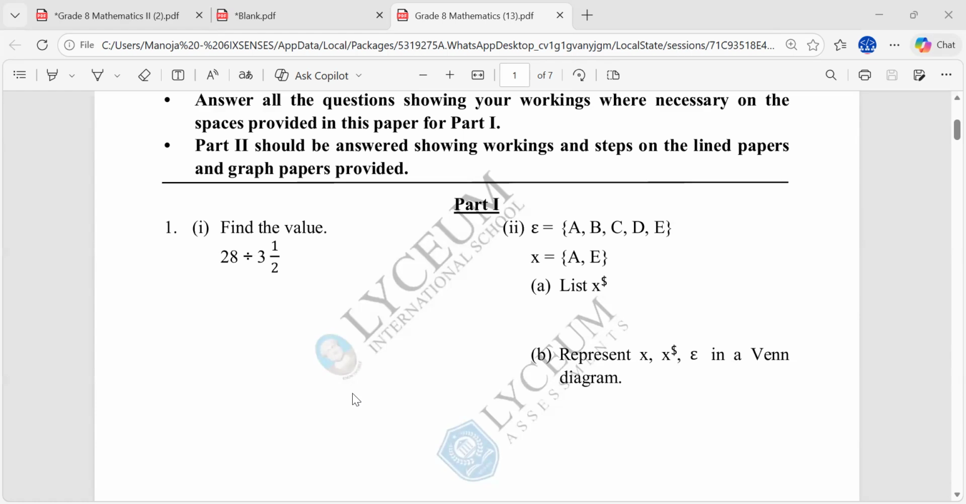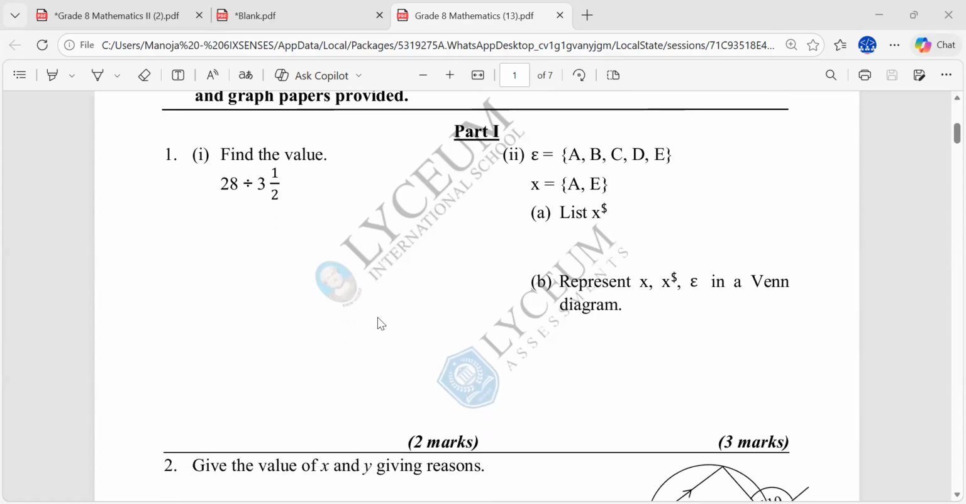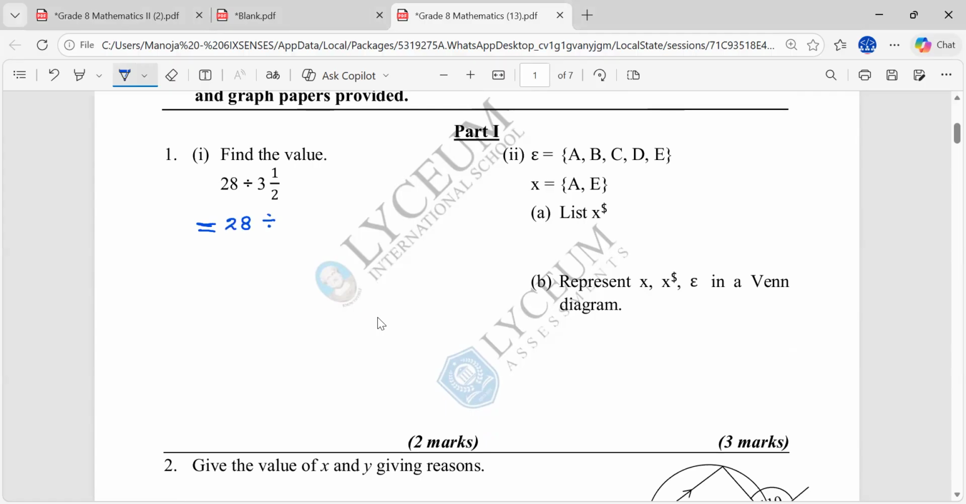Right. The part 1, question number 1. Always I'm telling you, if you want to deal with a mixed number, please convert that mixed number into an improper fraction, right? So that is the easiest way. Maybe the addition, subtraction, multiplication, division, whatever it is, please do the conversion first. So then the 28, you divide by 2, 3 times 2 is 6, 6 plus 1, 7, 7 over 2.